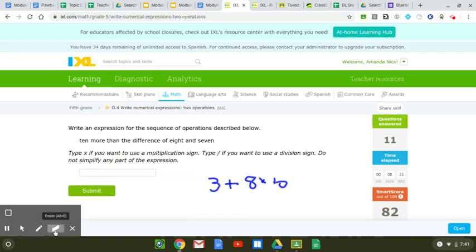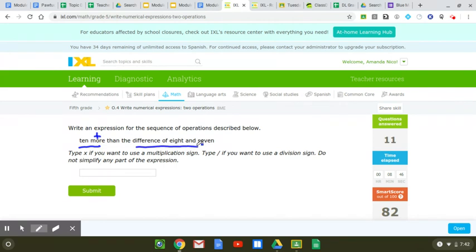Okay, so this one might be a little tricky. 10 more means plus. Difference means the answer to a subtraction problem. Okay, so we are doing 8 minus 7. Okay, that is our difference of 8 and 7, and then it's saying 10 more than that, so you do plus 10.